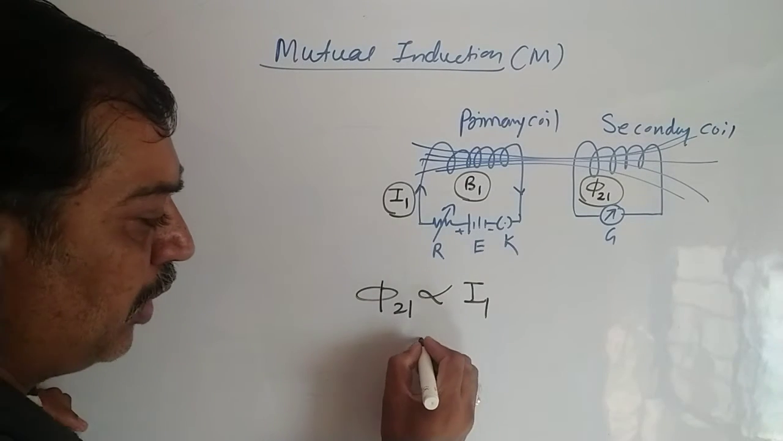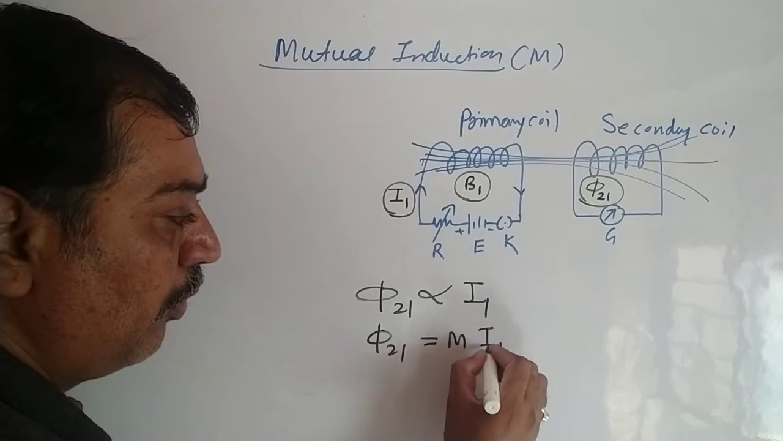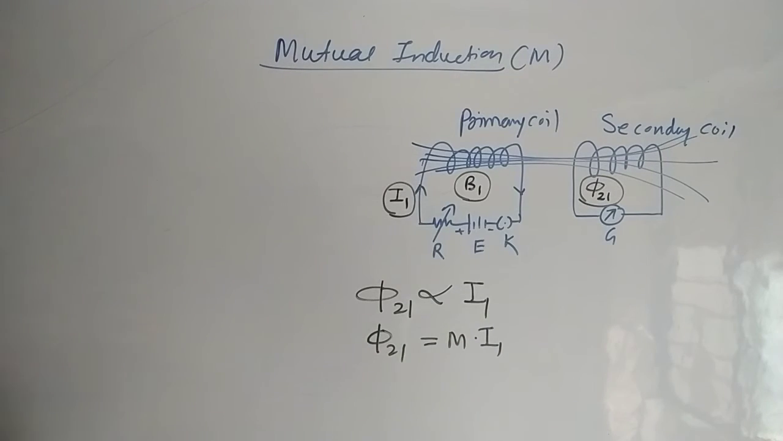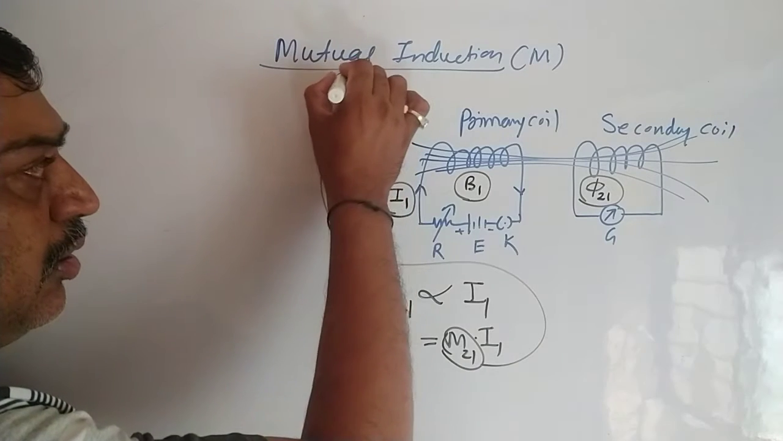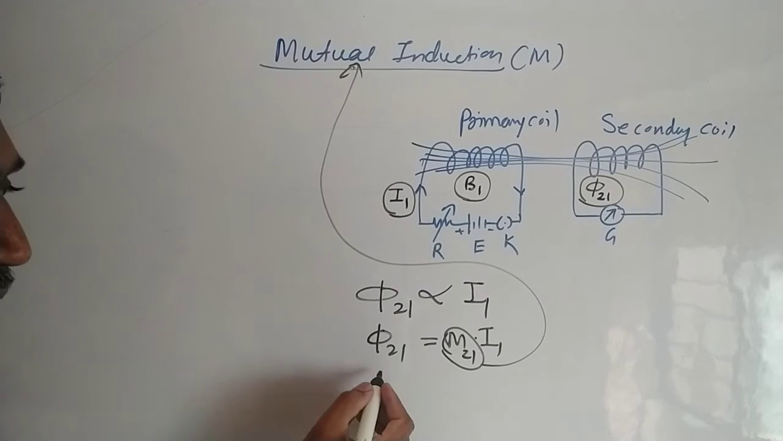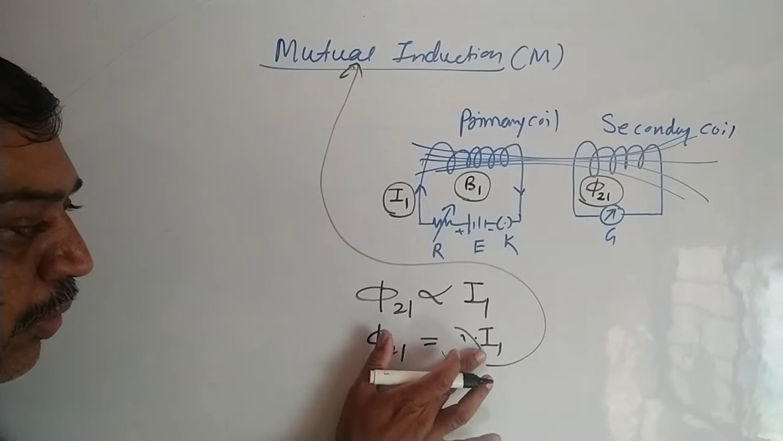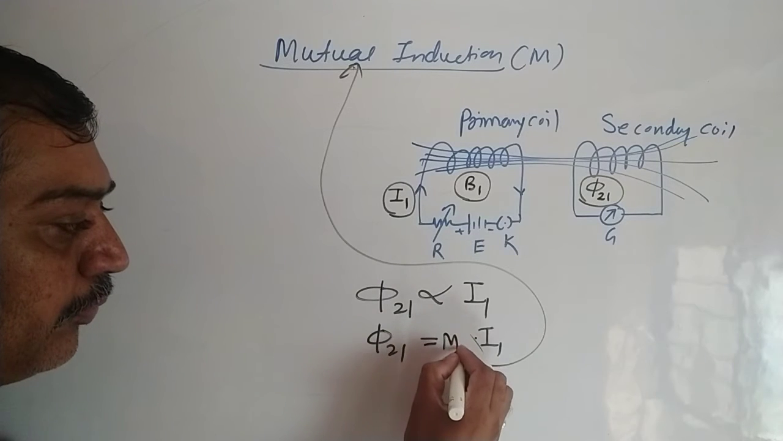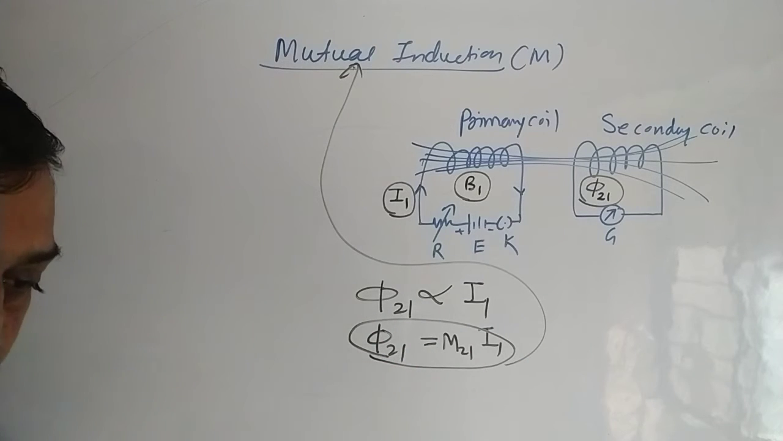Now we can remove the proportionality sign. You can write φ21 equals some constant M into the current flowing in the first coil, and the constant M has the same suffix, 21. Then this M21 is said to be the coefficient of mutual induction, or simply mutual induction. So φ21 equals M21 into I1. This equation we have derived. This phenomenon is said to be the principle of mutual induction.